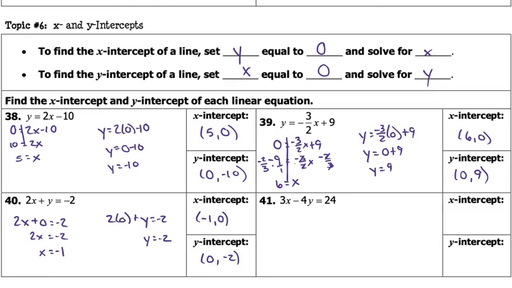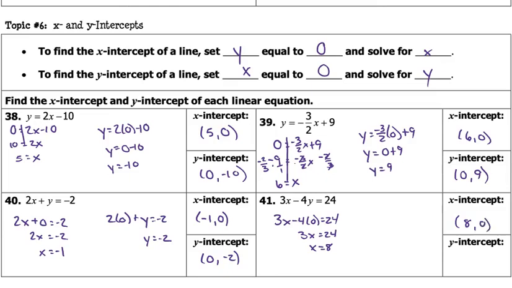And we'll look at one more here. Let's go ahead and put 0 in for y. So 3x minus 4 times 0 equals 24. That would just be 3x equals 24 because 4 times 0 is 0. We divide both sides by 3, so x would equal 8. So the x-intercept is at 8, 0.